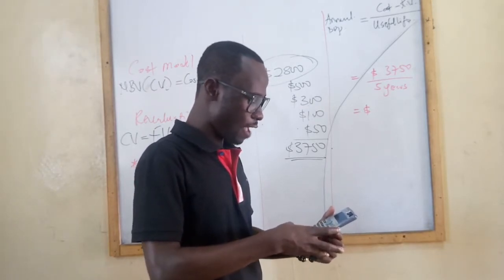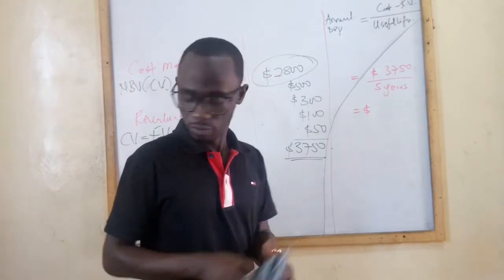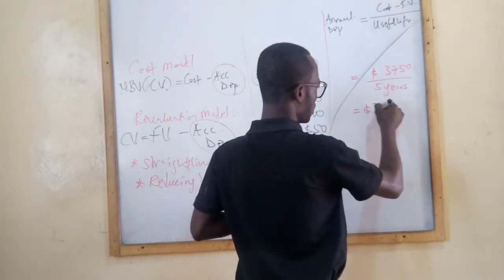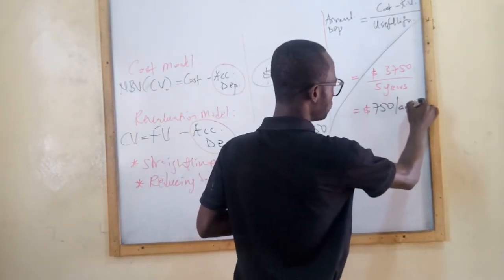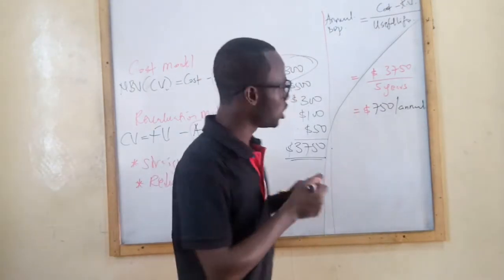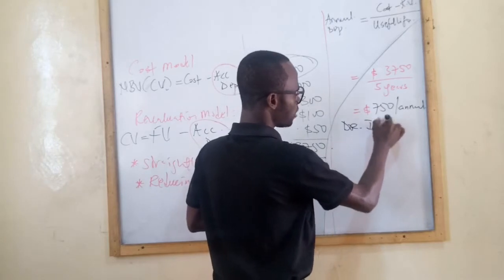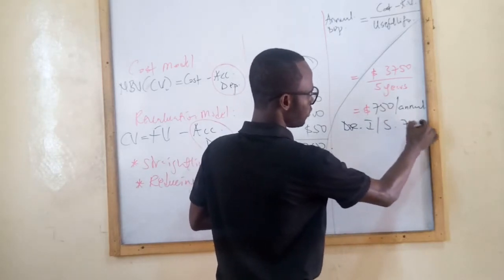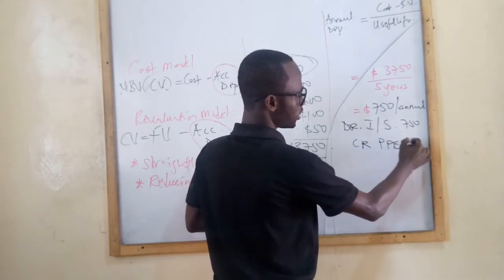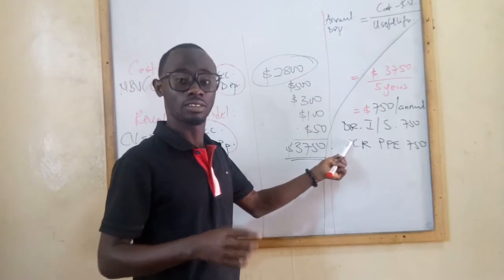3750 divided by 5. So every year we're going to charge $750 per annum. What it means is that every year for 5 years, what is the double entry? We're going to debit our income statement $750, and then we credit the property, plant, and equipment $750. That is it.